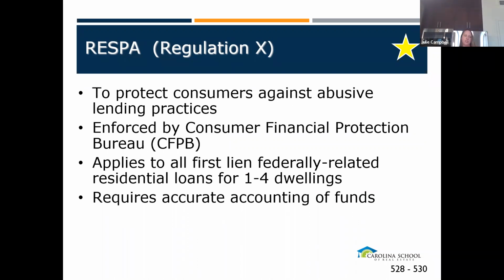Again, everything about TRID today is to protect the consumer. It's important that we understand that in this transaction, the consumer TRID is protecting is the buyer, because they are the ones originating a new loan. TRID is not out to protect the seller. TRID is out to protect the buyer in this transaction and help educate them throughout getting that loan and that process.